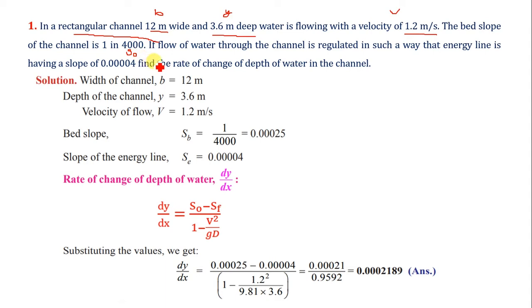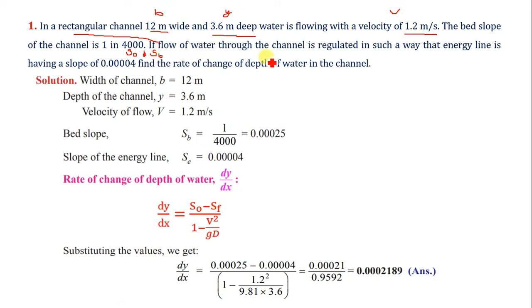Of course different textbooks use different notations. For example, in some textbooks it can be written as SB, where B is nothing but bed, the slope of bed. Here we have used S naught as the notation for bed slope from unit 1. So let us follow that, or you can follow whatever is comfortable to you.